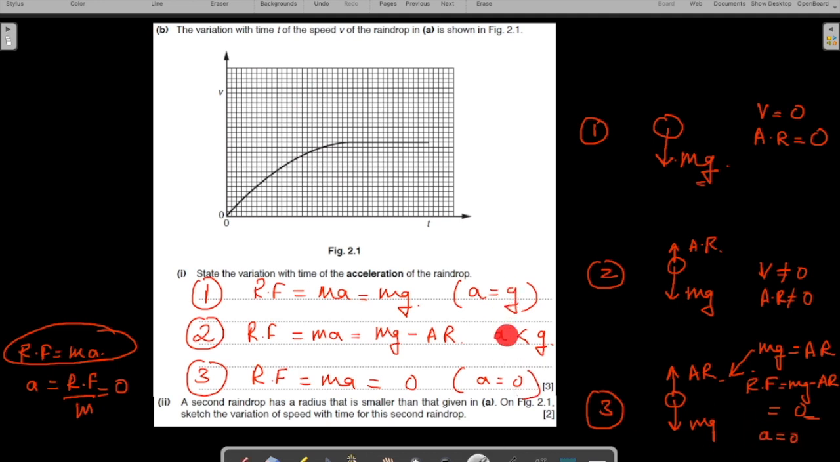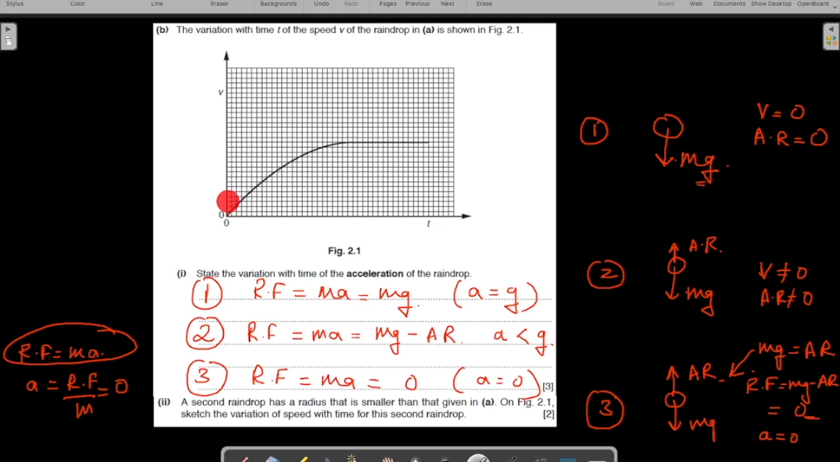If you do not understand how to answer this question, please go through my video on terminal velocity. It will talk about these things in great detail. The video is already uploaded on my YouTube channel. Go through it. This is a clear case of how acceleration varies whenever the terminal velocity is achieved.